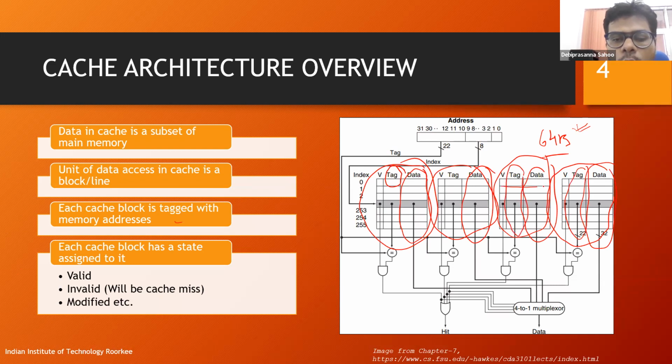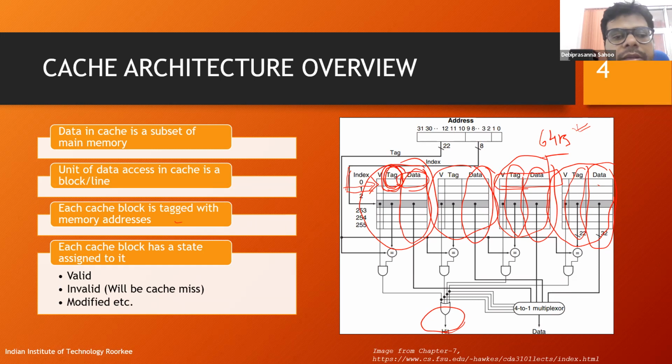So each entry is a block, and each row is a kind of set. In one set, you have four ways. So it's a four-way set associative cache. And then you can match the tag and get out the line, whichever is a hit. So at a given point of time, you should have only one hit for a particular set to be working properly. So now this tag represents the address in the main memory. So the corresponding data is stored here.